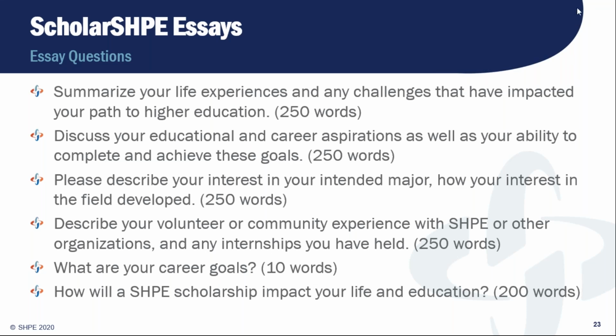So the first one is, summarize your life experiences and any challenges that have impacted your path to higher education. Second is, discuss your educational and career aspirations, as well as your ability to complete and achieve these goals. Third is, please describe your interest in your intended major and how your interest in that field developed. Fourth, describe your volunteer or community experience with SHPE or other organizations and any internships you have held. Again, that's where we're capturing you as a holistic applicant and looking at you beyond just your academic performance.